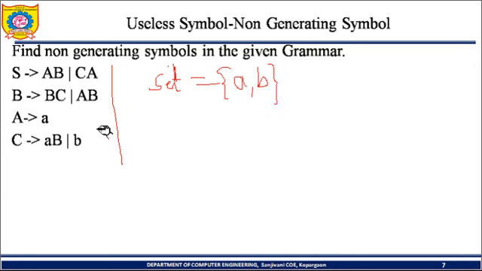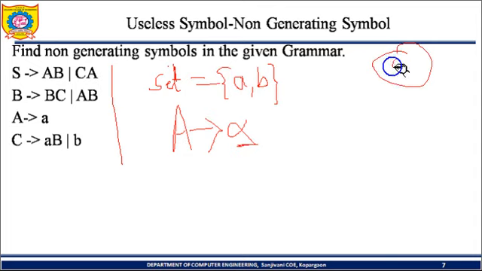After that, we have to check the production A tends to alpha. A represents any kind of variable, actually A to Z. So for A tends to alpha, if each and every symbol in alpha is generating, then A is generating. So right now the set of generating symbols is a and b.